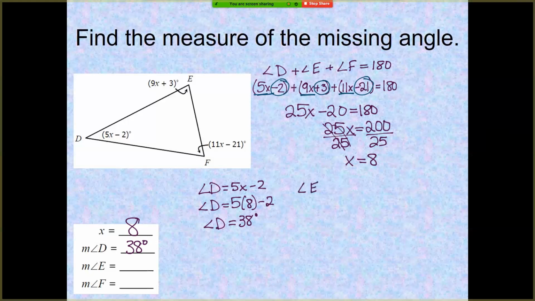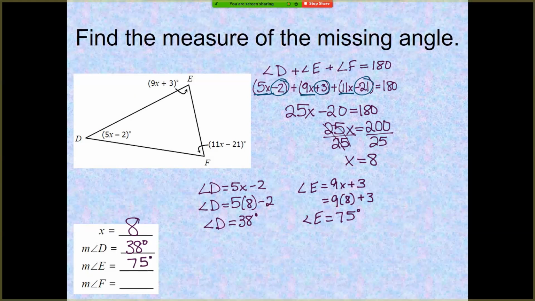I'm going to repeat this process with angle E. So angle E equals 9x plus 3. I'm going to substitute x in. So 8 times 9 is 72, plus 3 is 75. So angle E must equal 75 degrees.